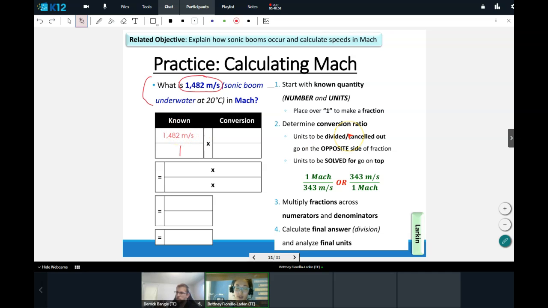Now, when you figure out how to convert something, the problem is we want to get rid of these units, meters per second, and we want to change them into Mach.